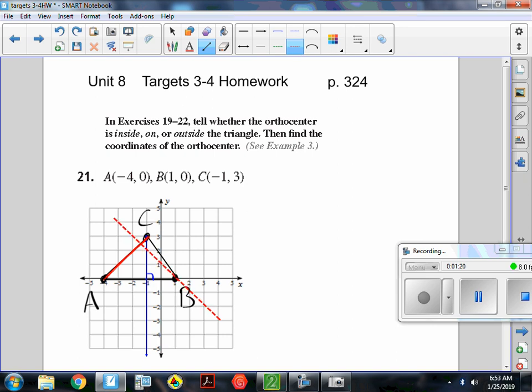So from a vertex, slope of -1 looks like that. And so it looks like my orthocenter is at the point -1, 2.